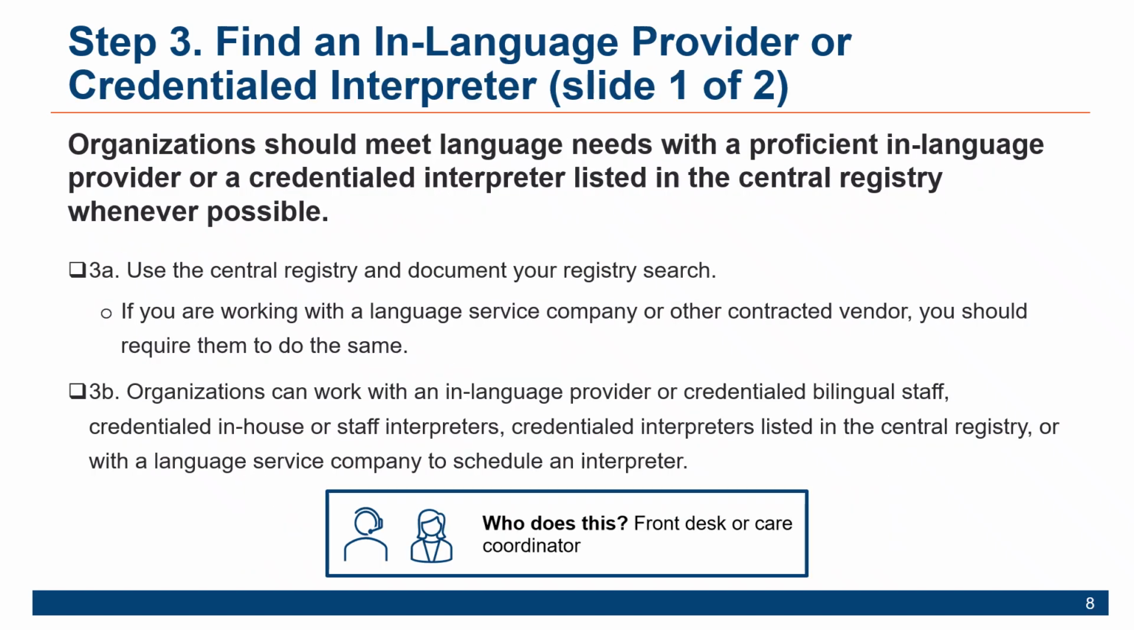Step 3 focuses on connecting patients with a proficient in-language provider or a credentialed interpreter listed in the central registry. This step is usually handled by front desk staff or a care coordinator. Staff should always start by searching the central registry to find an interpreter who meets Oregon Health Authority requirements. If the organization uses a language service company or other vendor, staff should confirm that they also check the central registry before assigning an interpreter.